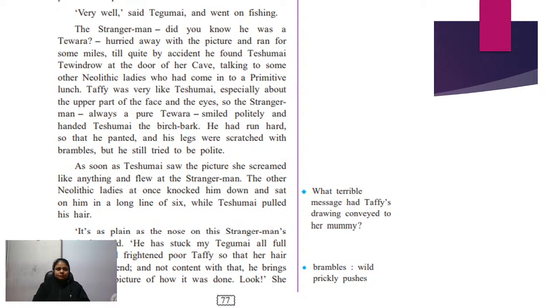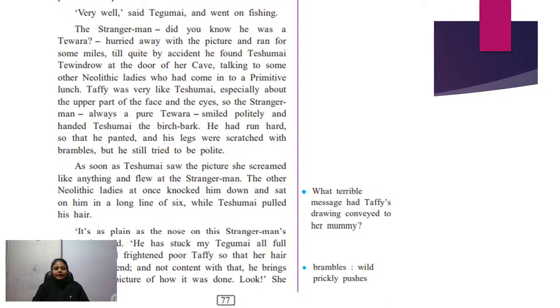So, the stranger man just ran like anything and he managed to reach Taffy's cave. And he saw Teshumai at the door of her cave. He could very easily recognize Teshumai because many of the facial features of Teshumai and Taffy were matching, especially the upper part of the face and the eyes. There were other Neolithic ladies who were there for a primitive lunch.